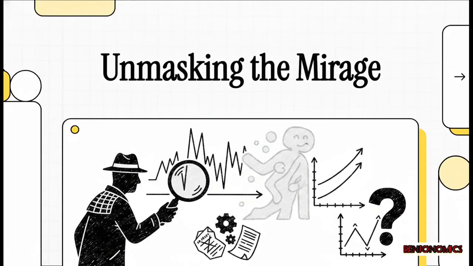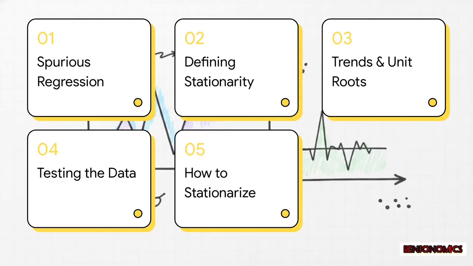We're talking about time series data and the seemingly invisible statistical mirage that occurs when data behaves badly. Our goal today? To unmask that mirage and find the truth. Okay, let's dive into this. Here is our step-by-step agenda for today.